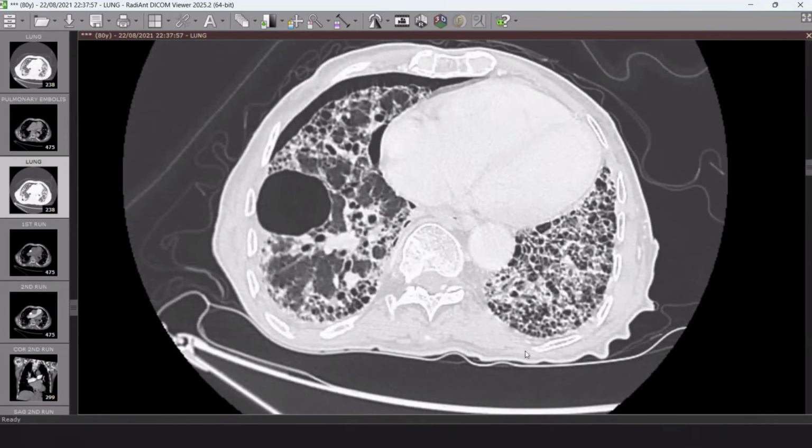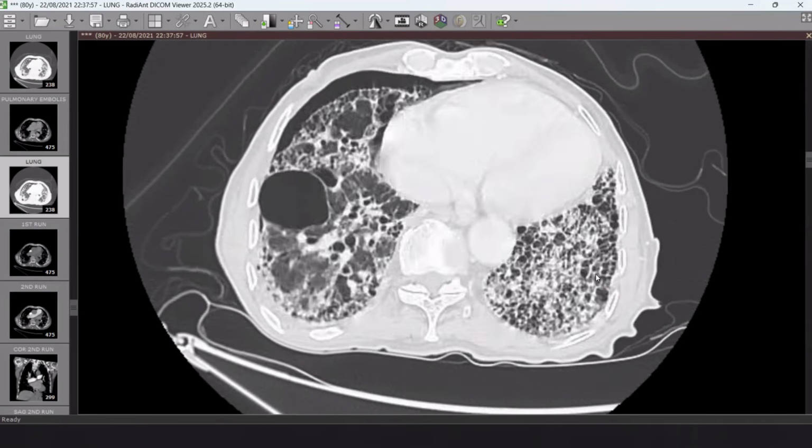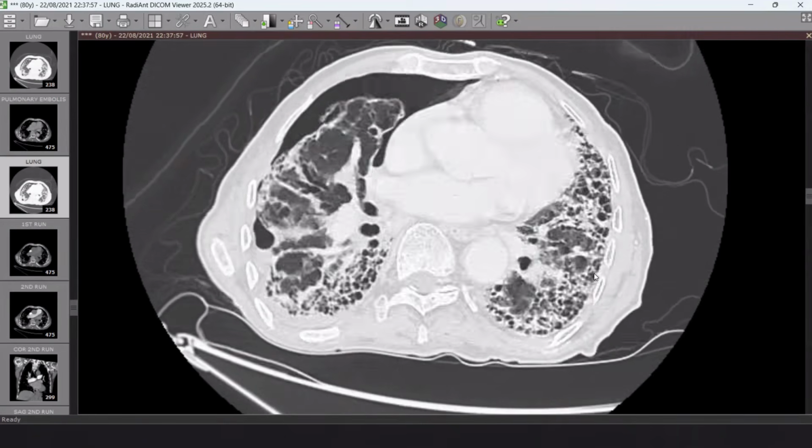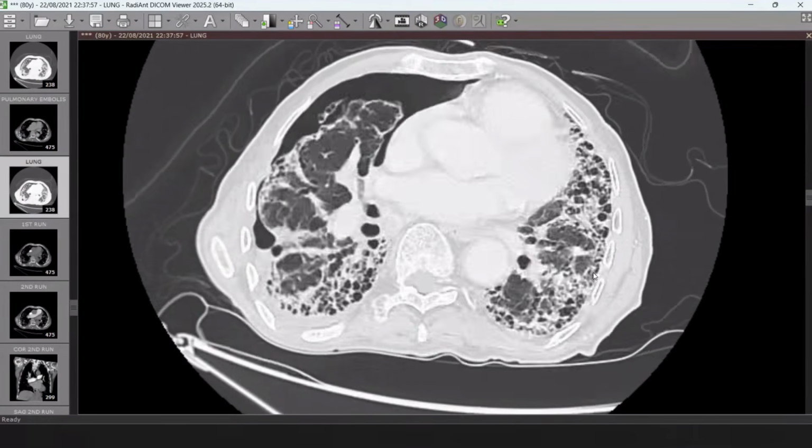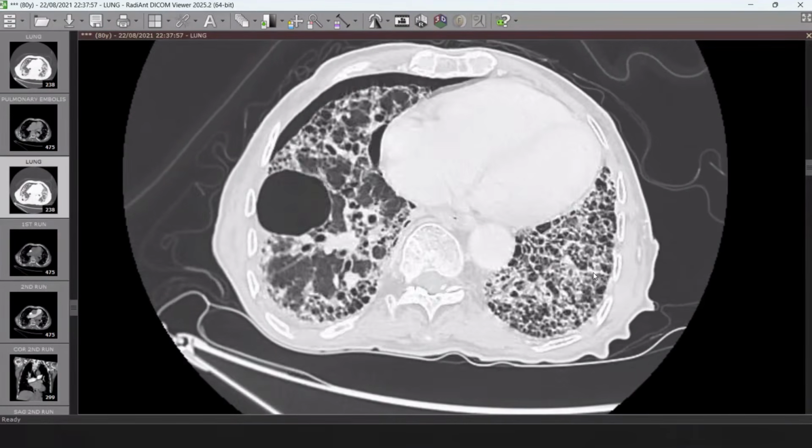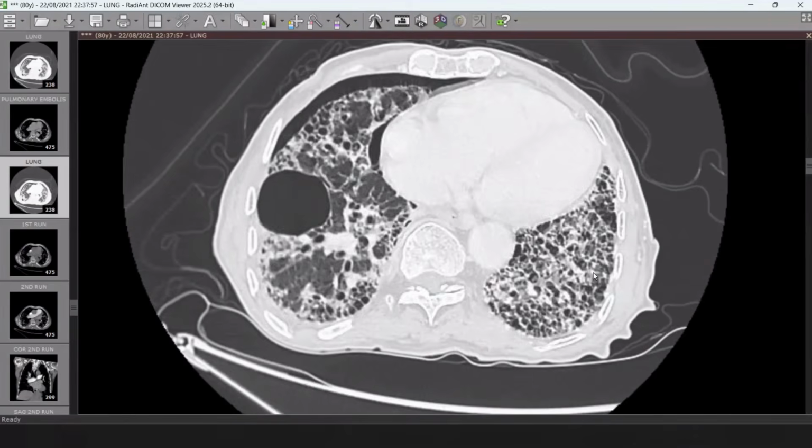Can you see this one? We have exuberant cystic honeycombing. Do you agree? Yes, I agree. This cystic honeycombing involving more than 70% of the fibrotic lung tissue. Almost in this side, more than 80%, something like this, 80 or 90% of the fibrotic tissue. Almost all the fibrotic tissue show cystic honeycombing. Do you know the name of this sign?